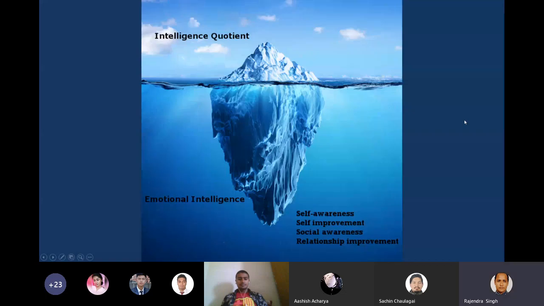Okay, so this is an iceberg. This slide gives you a picture about the importance of emotional intelligence. Only a fraction of the success of a person would be attributed to intelligence quotient. A huge portion of a person's success could be attributed to emotional intelligence. That means being good with other people, and not only with other people, but with yourself as well, your self-improvement, self-management, and so on, right?